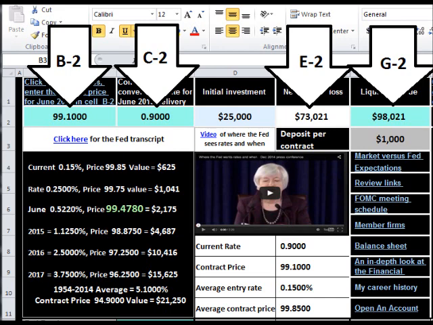The rate will show in cell C2 of 0.90. The net profit or loss on the $25,000 trading unit will show in cell E2 of $73,021. The net liquidation value for the $25,000 trading unit will show in cell G2 of $98,021.